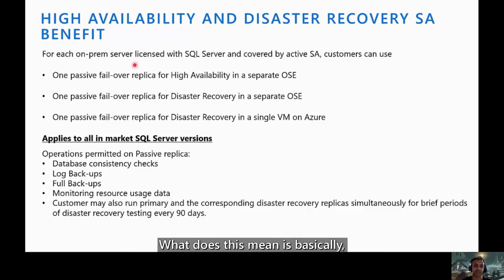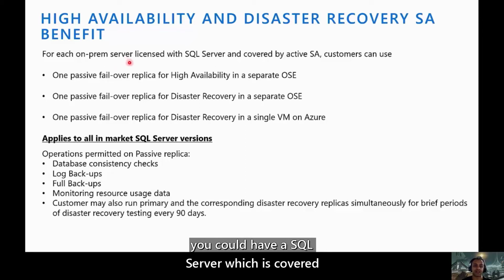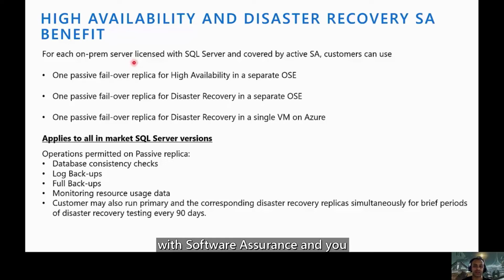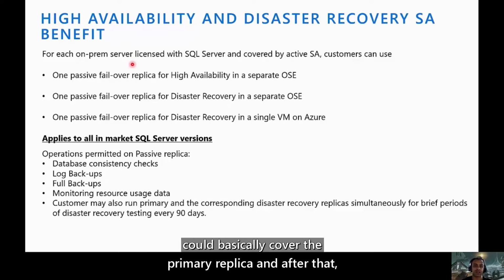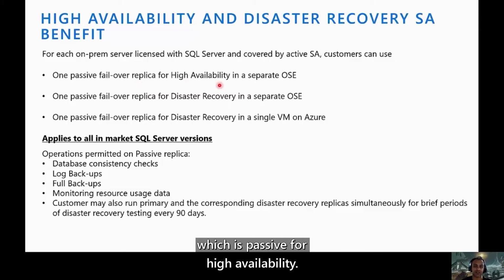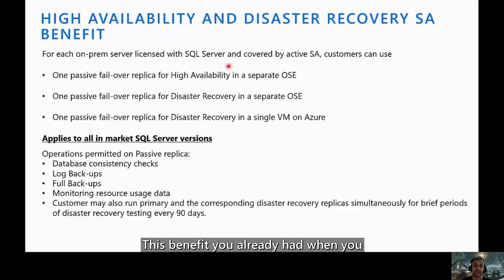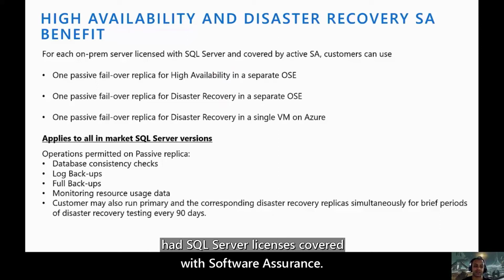So what does this mean is basically you could have a SQL Server which is covered with software assurance, and you could basically cover the primary replica, and after that you would get a core on a failover replica which is passive for high availability. This benefit you already had when you had SQL Server licenses covered with software assurance. Then you have a new benefit, which is basically your disaster recovery replica, which is another VM. You get another core for free.